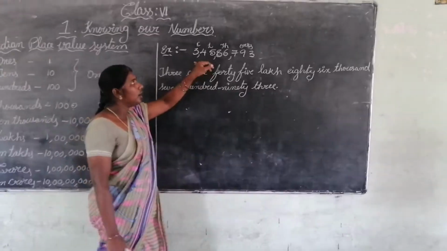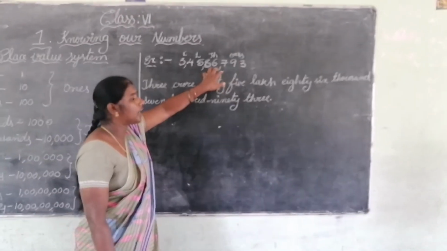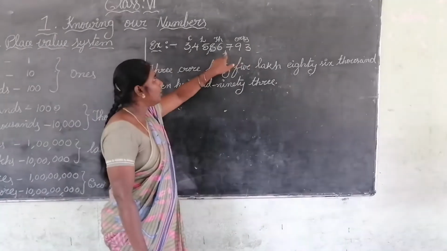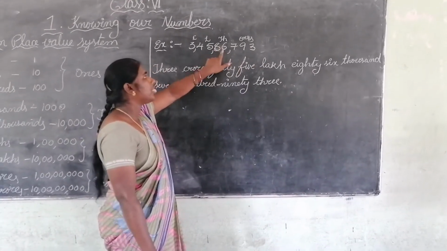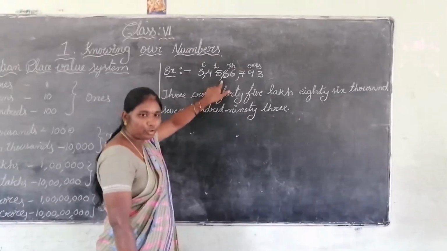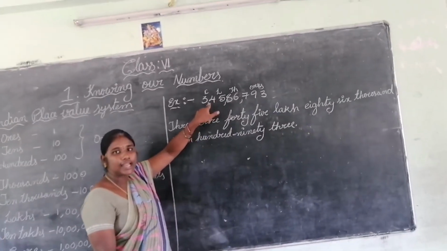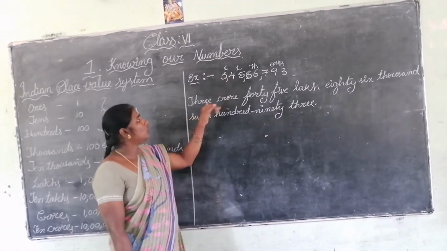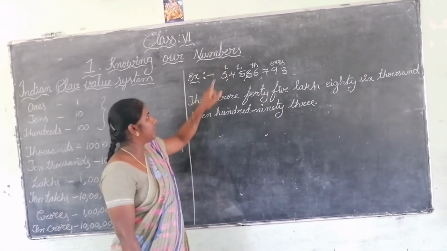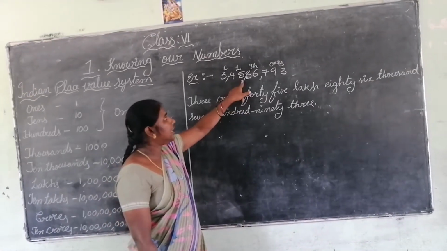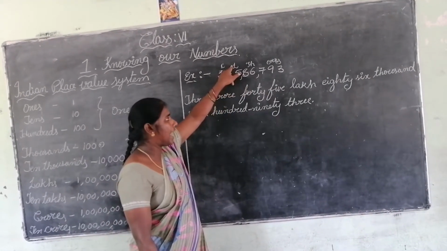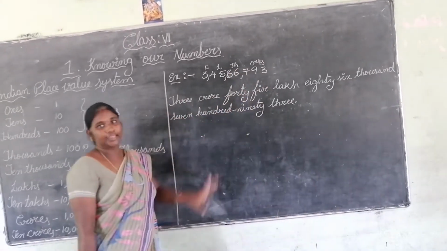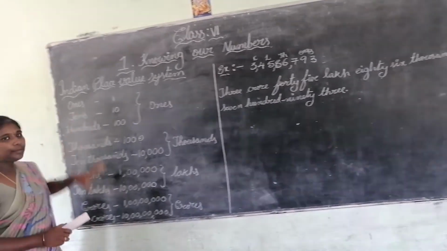I am explaining again. The given number, we have to split according to its periods. Ones, tens, 100. We put a comma before the 100 place. Thousands, 10,000s. Again we put a comma before the 10,000 place. Again lakhs, 10 lakhs. We put the comma before the 10 lakhs place. And crores. Now 3 crore, 3 is in the crores place. 3 crore 45 lakh 86,793.